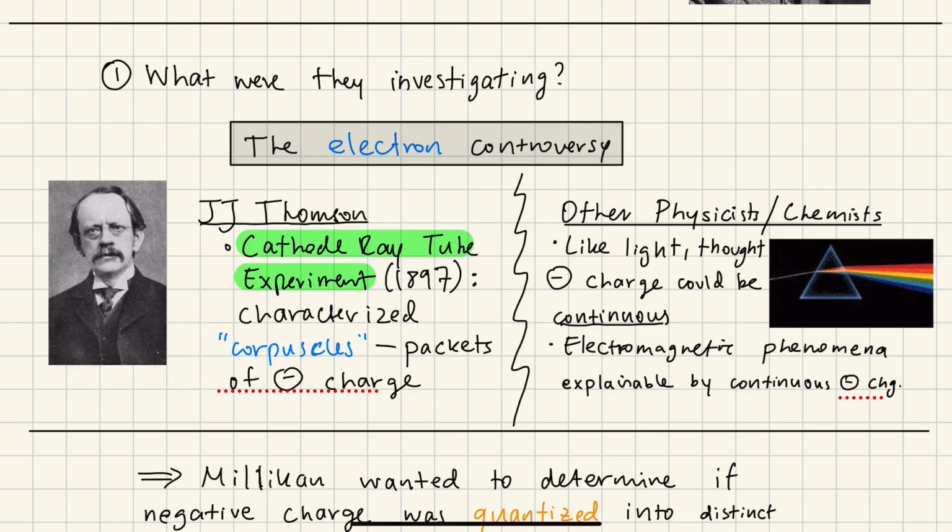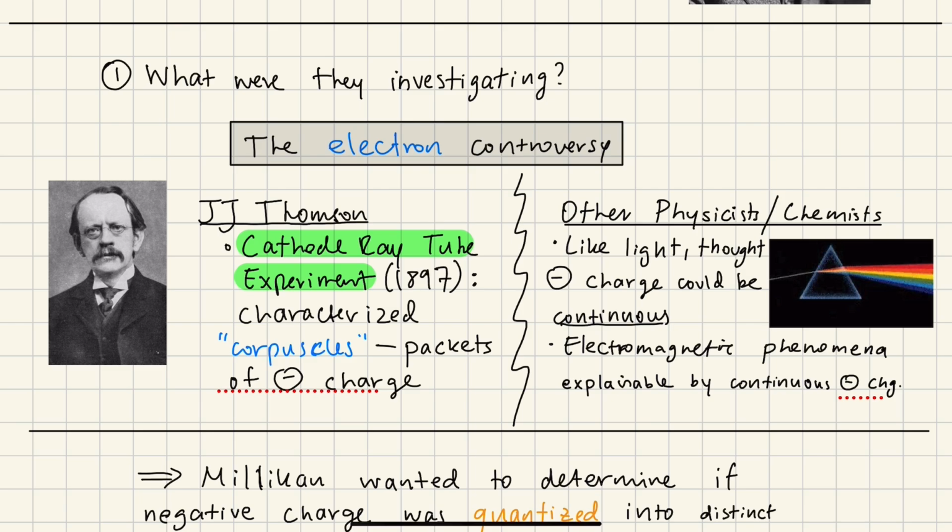So, on the one hand, we have the work of people like J.J. Thomson, most prominently, who actually popularized the plum pudding model of the atom that we discussed last time. His 1987 cathode ray tube experiment characterized what he called corpuscles, which were essentially units or packets of negative charge. And this provided some decent evidence that a distinctly negatively charged particle might exist, hinting at the later discovery by people like Millikan of the electron.